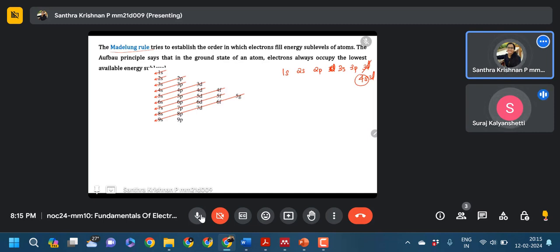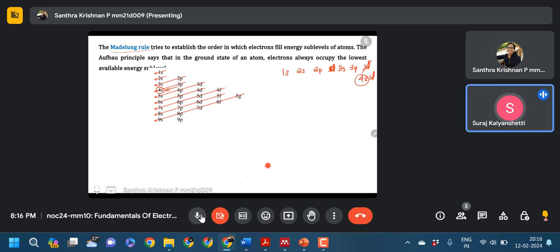4s fills first and then 3d. If you see this diagram, it's first 1s, 2s, 2p, 3s, then 3p, then 4s. After filling 3p, we have to fill 4s, then 3d, then 4p, then 5s.